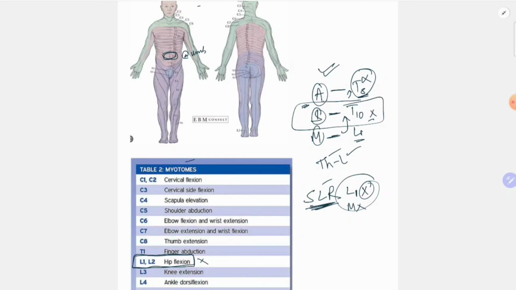The peak block height must be T10, which means that if I check at T8, the sensations would still be intact. The patient might feel a pinprick at T8, but not at T10 if the patient is not able to do a straight leg raise. So we need not take a needle and keep on checking. This is how we can predict where the level would be.